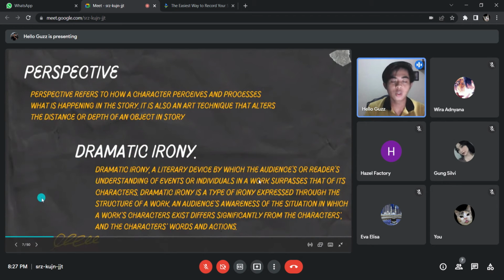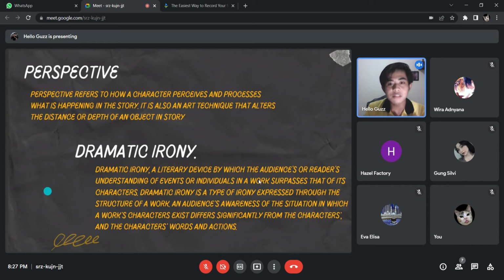So there are two aspects here. The first is perspective and second is dramatic irony. First is perspective. Perspective refers to how a character perceives and processes what is happening in the story. It is also an art technique that alters the distance or depth of an object in a story.